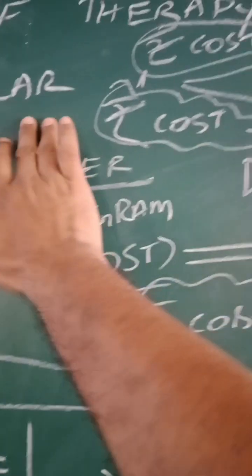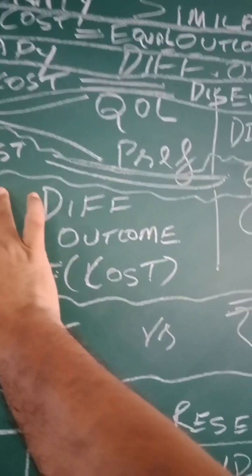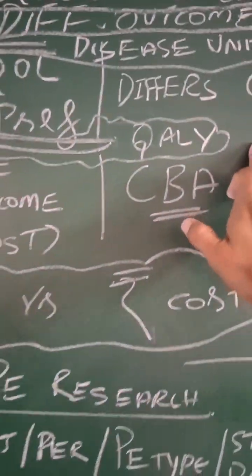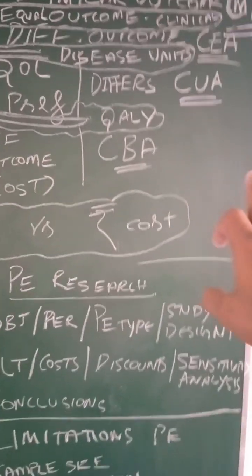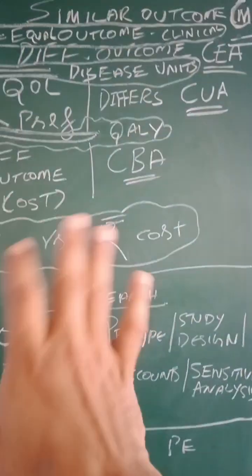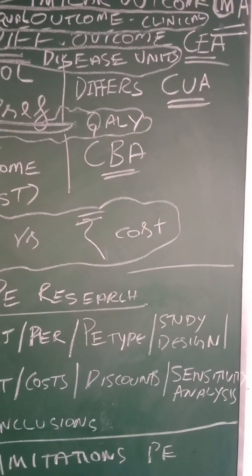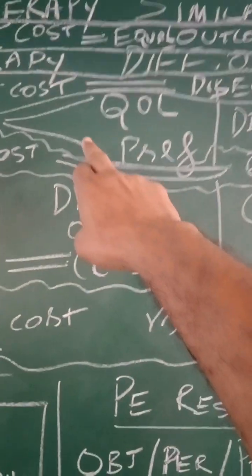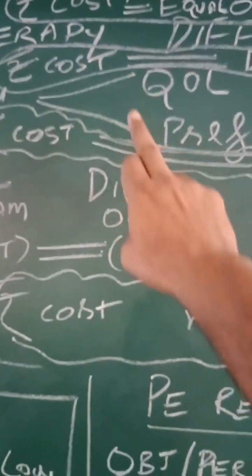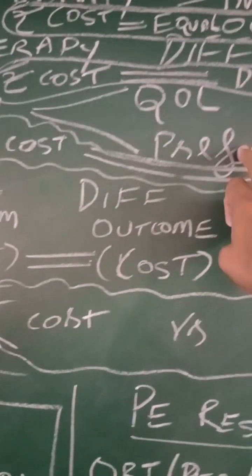Right now, when there is a similar therapy and the cost is different, whereas the quality adjusted life years differ between the therapies, then it will follow CUA. Here what is checked is quality of life and patient preferences. In both these conditions, CUA will be applied.